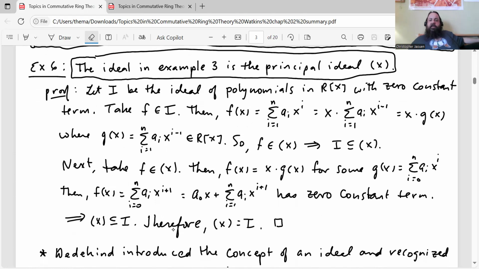Next, take f in the principal ideal generated by x, then f(x) equals x times g(x), for some g(x), some general polynomial that looks like this. Then f(x) equals the summation i going from 0 to n, a_i x^(i+1). And notice if you take out the zeroth term, you get a_0 times x plus the remaining terms. And notice that there is no constant term. There is zero constant term. All right. Therefore, the principal ideal generated by x is a subset of I. Therefore, the principal ideal generated by x is equal to I. Right. So that example that we looked at in example 3 is actually a principal ideal.